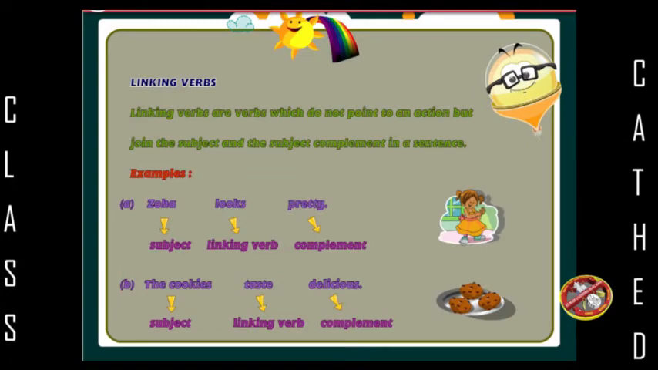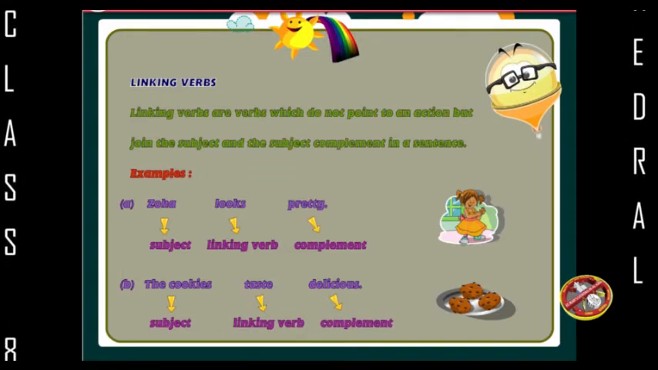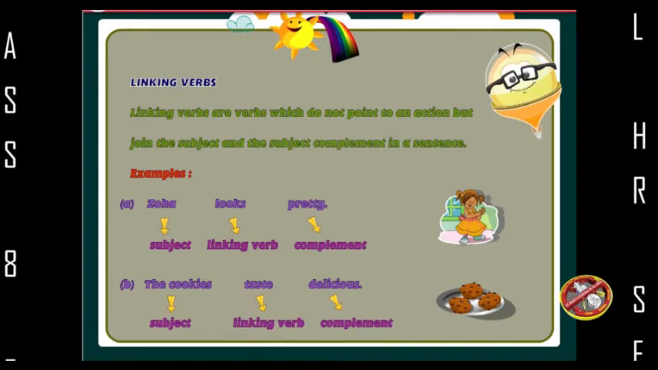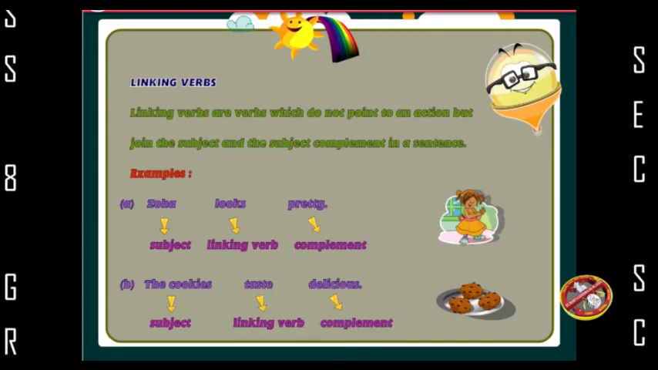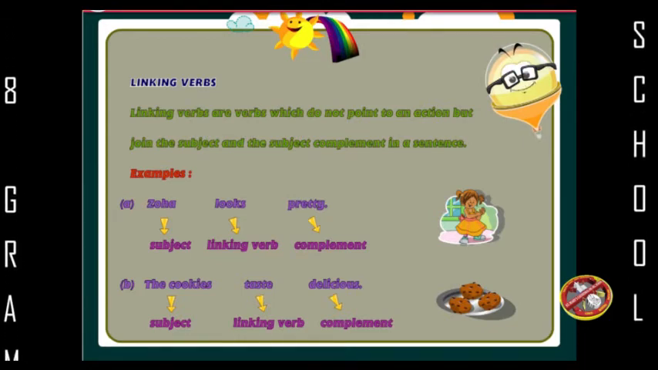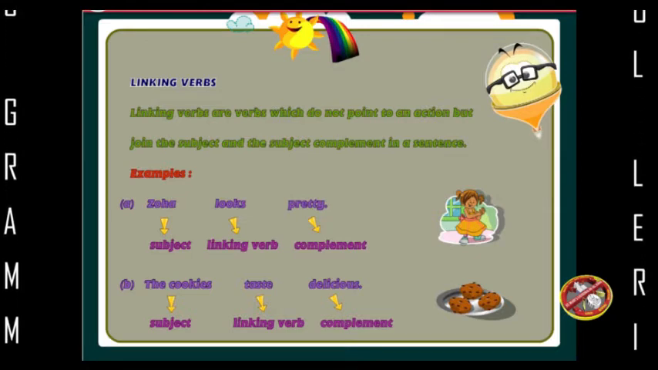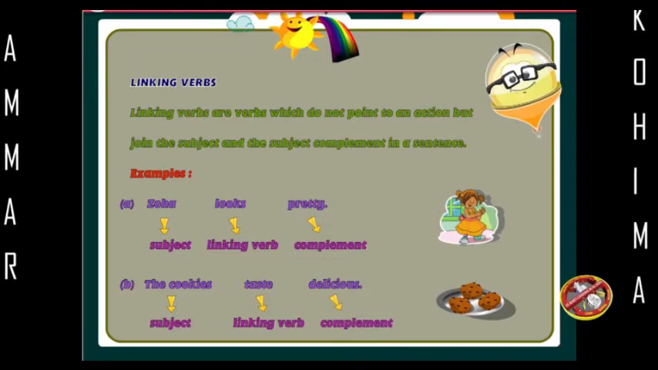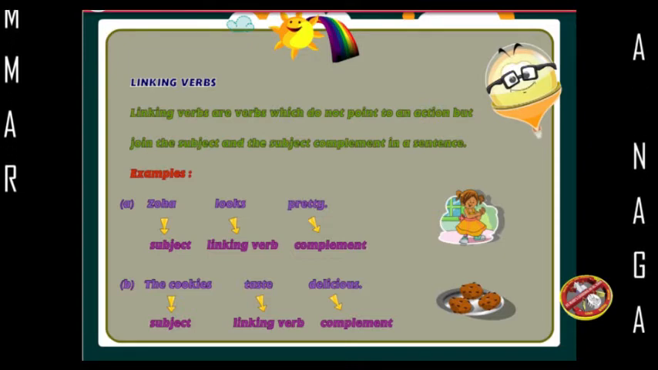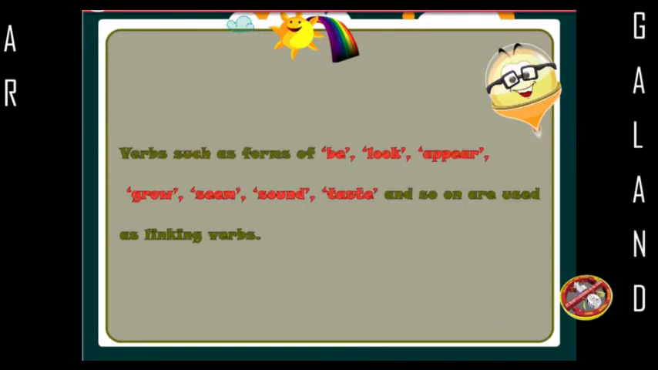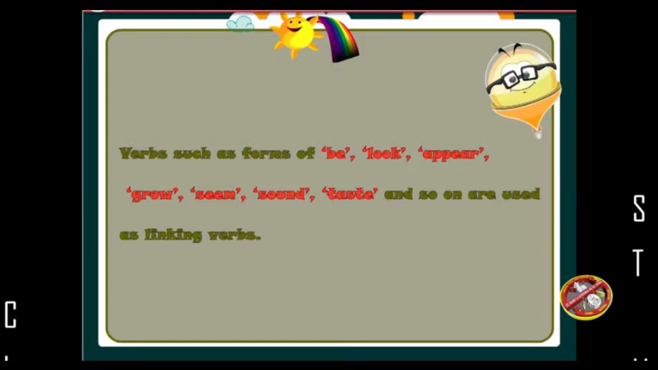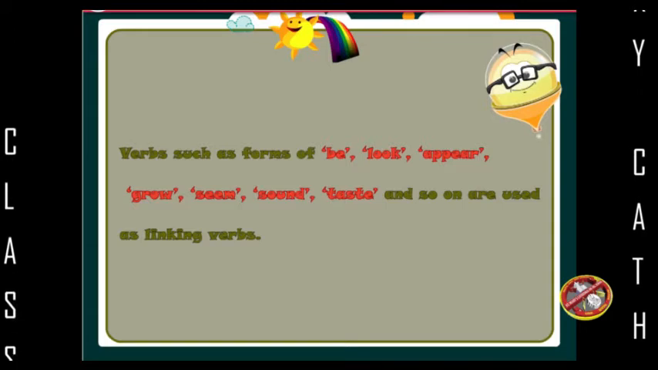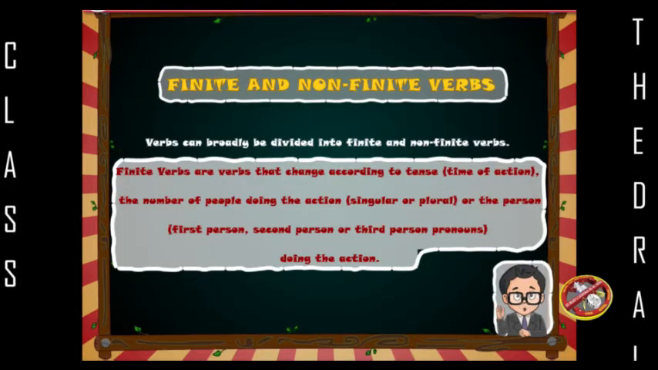Linking verbs are verbs which do not point to an action, but join the subject and the subject complement in a sentence. Examples: Zoha looks pretty. Subject, linking verb, complement. The cookies taste delicious. Subject, linking verb, complement. Verbs such as forms of be, look, appear, grow, seem, sound, taste, and so on are used as linking verbs. Finite and non-finite verbs.